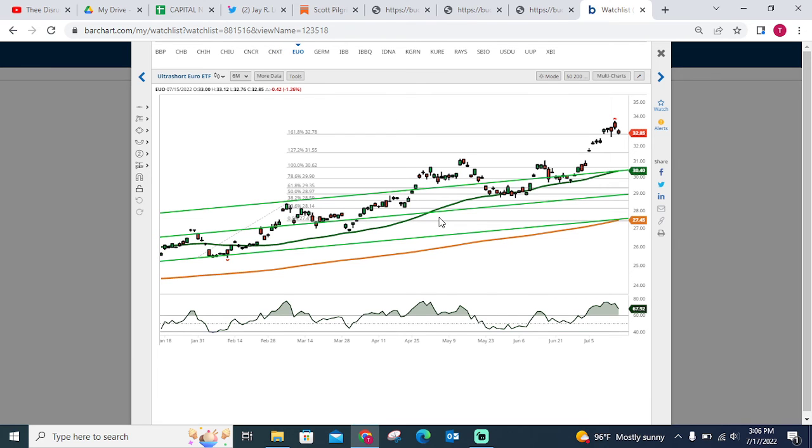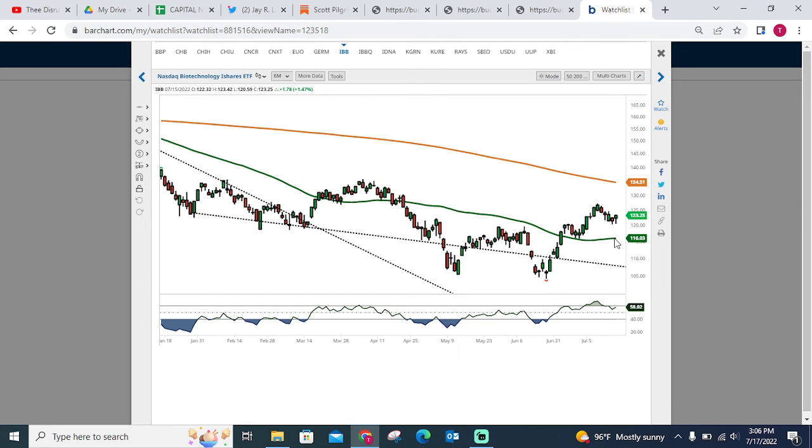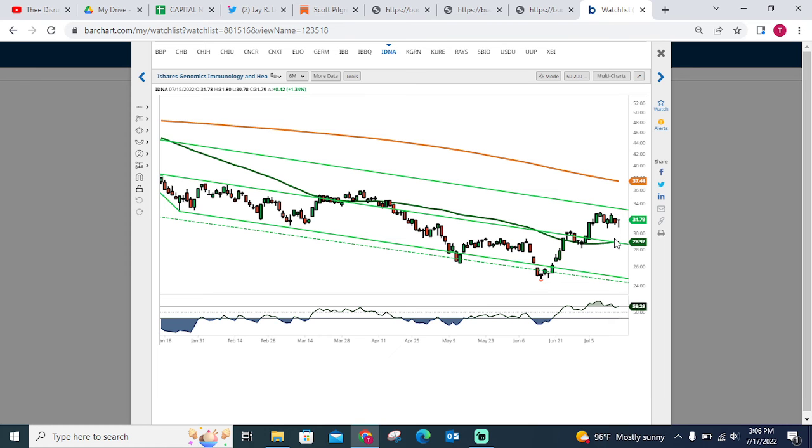This is one that I'm a personal believer in, EUO. Really want to see this bounce off this fib level and move higher. This is another one, treatment testing, another biotech healthcare. Really want to see that bounce off that 50 and move higher. Okay, biotech iShares, again, it's going to be very similar to XBI. Okay, IBBQ, another biotech, same pattern, same thing we're looking at. IDNA genomics immunology, so a bit of a niche in the biotech world.